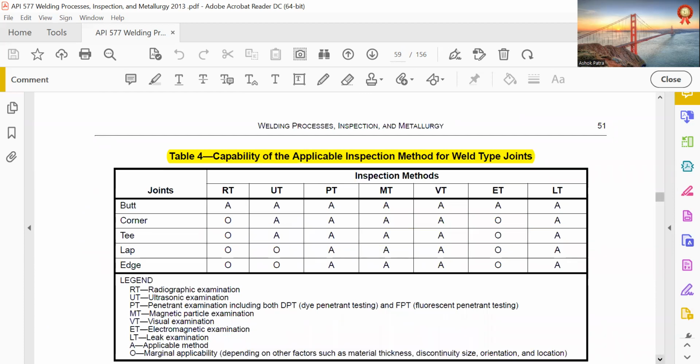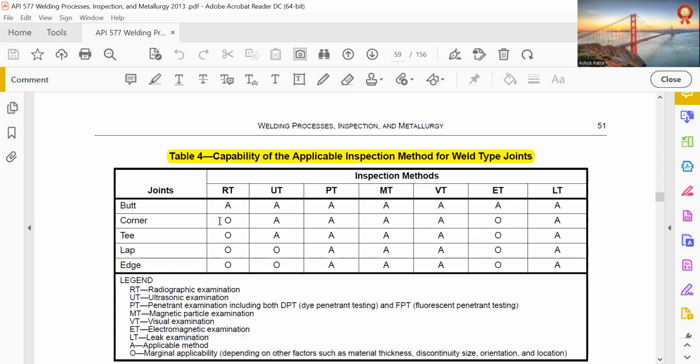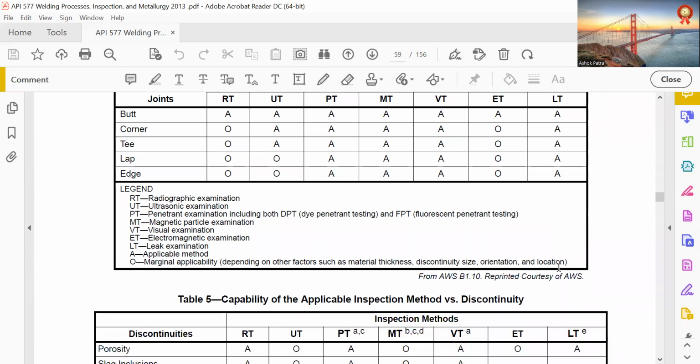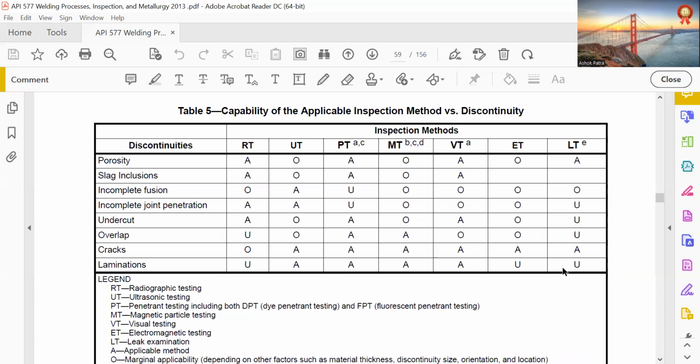Capability of the applicable inspection method for weld type joints. Butt weld: RT, UT, PT, MT, VT, LT. Corner: RT no, UT, PT, MT, VT, LT. T joint: UT, PT, MT, VT, LT. Lap joint: PT, MT, VT, LT. Edge: PT, MT, VT, LT. Capability of applicable inspection methods versus discontinuity.